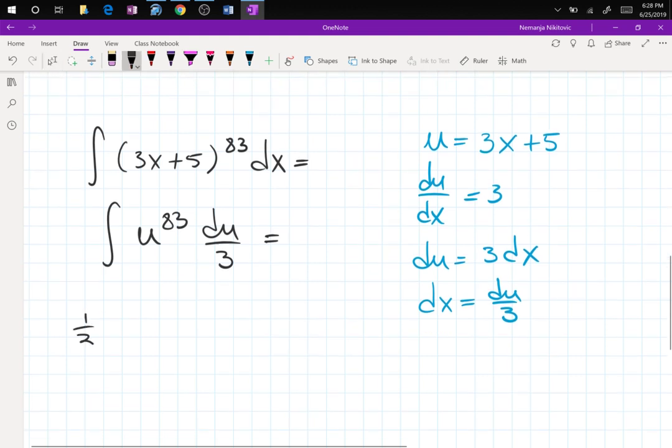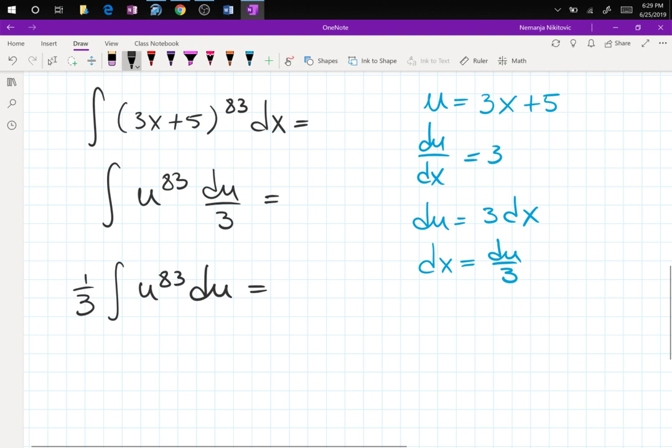Now, that 1/3 gets kicked in front of the integral, and the difficult integral now becomes a very simple integral. So now we have 1/3 times the integral of u to the 83, which is u to the 84 over 84, plus c, exactly. Plus c.